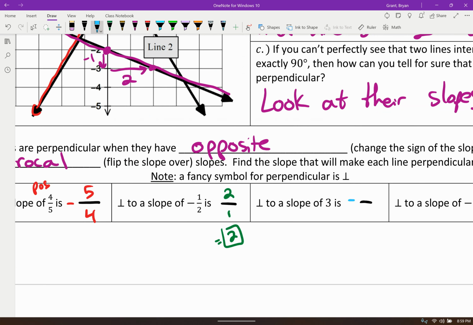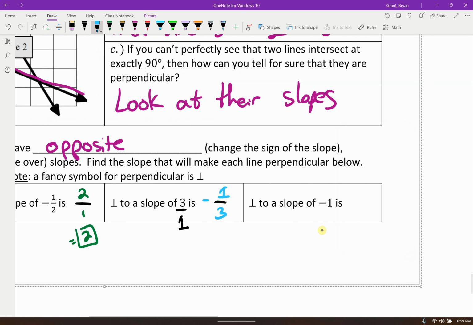But how do we find the reciprocal of 3? I think it might help us to look at 3 as a fraction. 3 over 1. Very nice. So we flip it, and the reciprocal of 3 is negative 1/3. Last but not least, we need perpendicular to a slope of negative 1. So same trick as before, negative 1 over 1. We need to reciprocate the fraction or flip it over, 1 over 1. The original was negative, the new one is positive, and you could just say that's also 1.